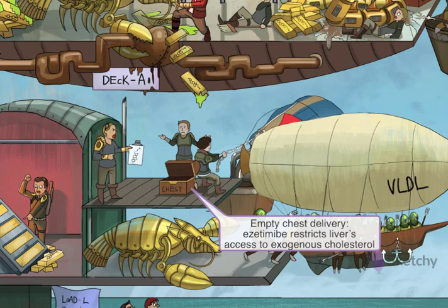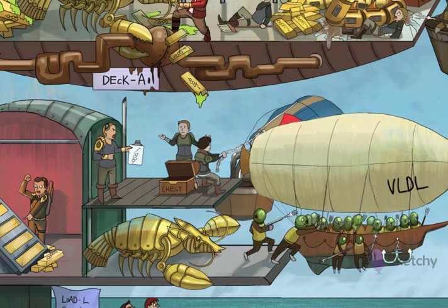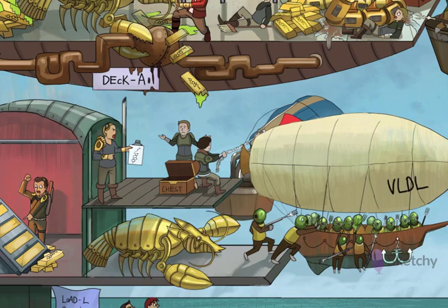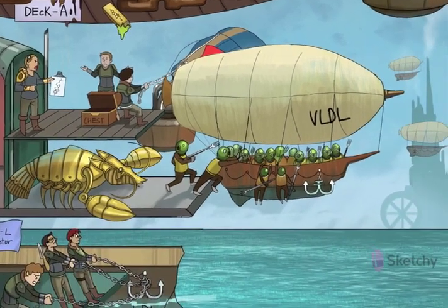Ezetimibe effectively restricts the liver's access to exogenous cholesterol, and this leads to clinical effects similar to the bile acid binding resins. In response to depleted cholesterol stores, the liver must ramp up its own production of cholesterol. So again, this means increased HMG-CoA reductase activity, depicted by the workers frantically ramping up cholesterol currency production at the crude ore reducer.